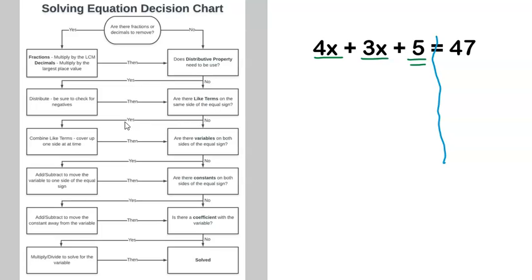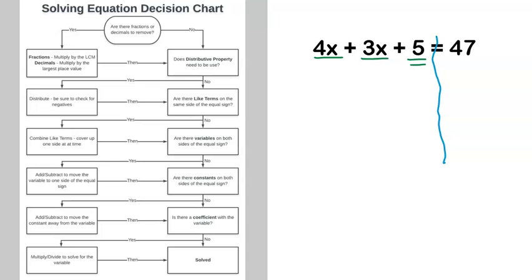So my answer is yes, there are like terms on the same side of the equal sign, so I'm going to follow it yes over. And it tells me combine like terms, and I can cover up one side at a time if that helps me. So if you're working with a paper copy and it gets really, really messy, you can cover up the 2 sides, or you can just use the line. So I want to combine my like terms.